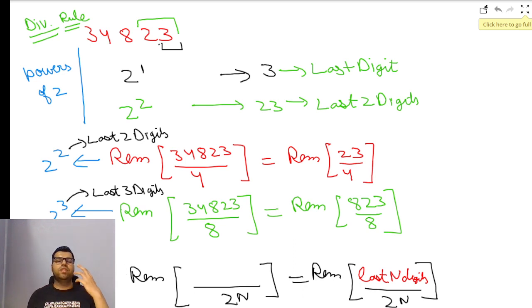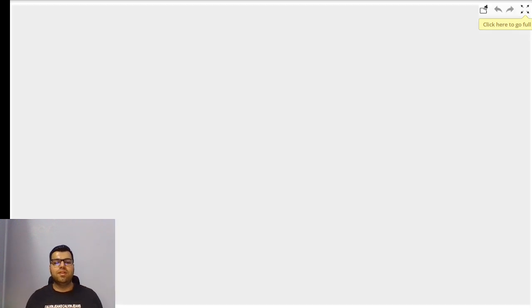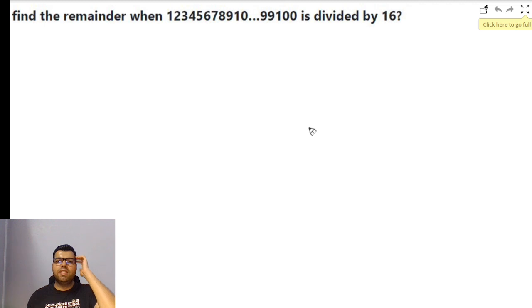If it is 2 raised to power 1, you will just consider the last digit. If it is 4, 2 square, you will consider the last two digits. If it is 2 cube, then you will consider the last three digits. If it is 2 raised to power 4, 16, which is the question, then you will consider the last four digits. So for 2 raised to power n divisibility, you just have to consider the last n digits. So I hope it is clear, students. Let us move forward.